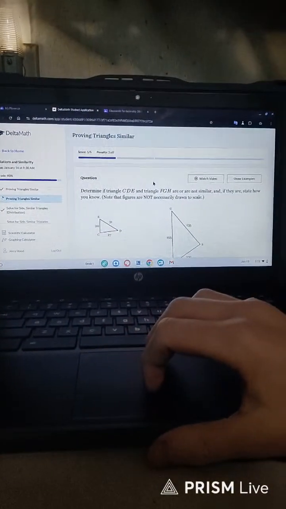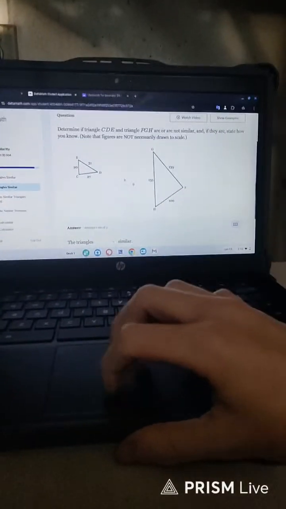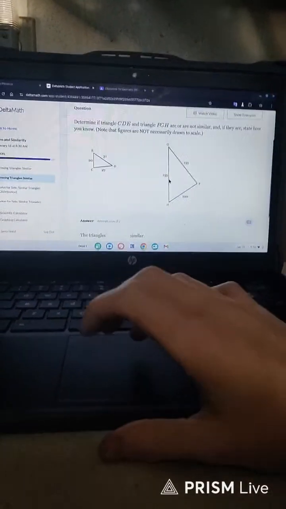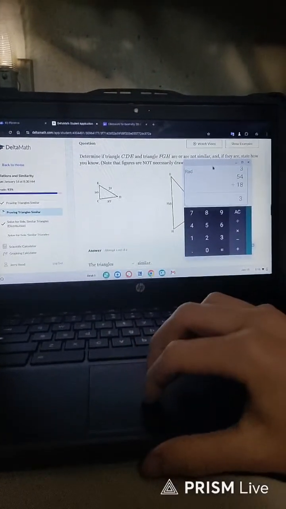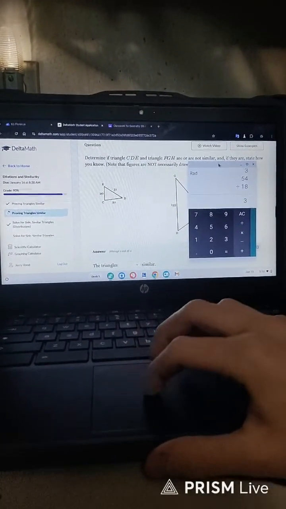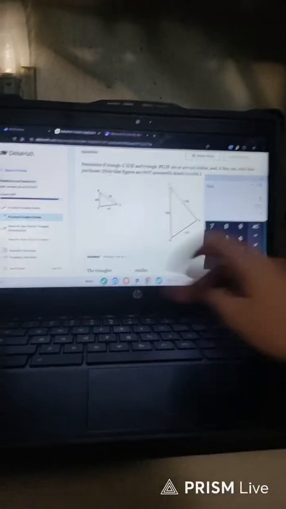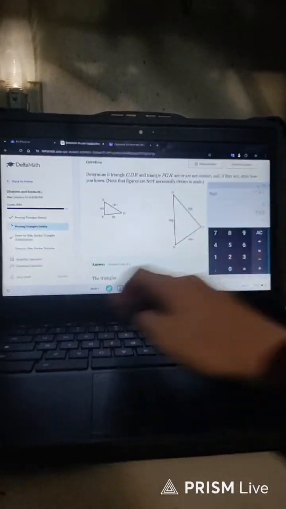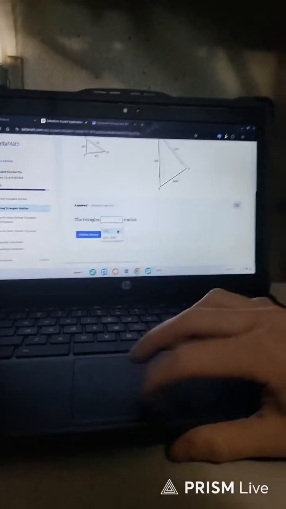Determine if triangle CDE and triangle FGH are similar. Alright, so we're just doing the same thing over and over. Or that would equal, wow, just that stutter. Alright, so it's 135 divided by 27. Alright, 155 divided by 31, and these are similar because SSS.